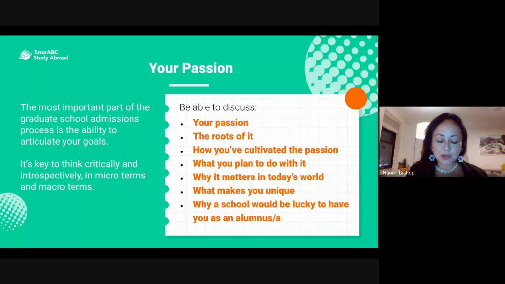So we have to think about your passion in micro terms, like the specific details of it, and then macro terms, like how it relates to the field as it is now in our current time in history, in our social, economical, political climate. So to be able to discuss your passion is the most important thing, like the roots of it, how you've cultivated it, like what you've done in relation to it, what you plan to do with it, why it matters in today's world, what makes you unique, and why a school would be lucky to have you as an alumnus or alumna.